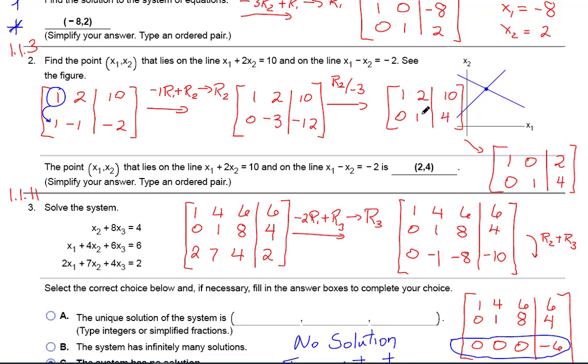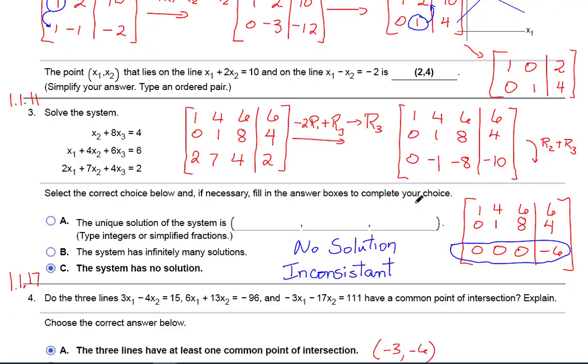So now you want to use this 1 to make a 0 above it, and that's minus 2 times row 2, add it to row 1. And so what we see is, yes, there is a point of intersection, and that would be at the point here, 2, 4.